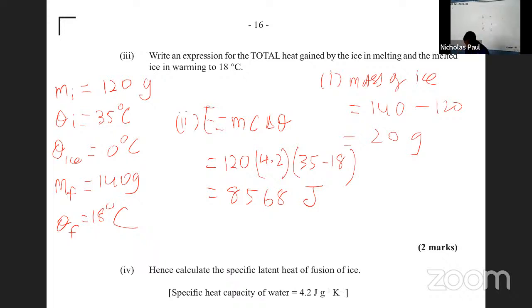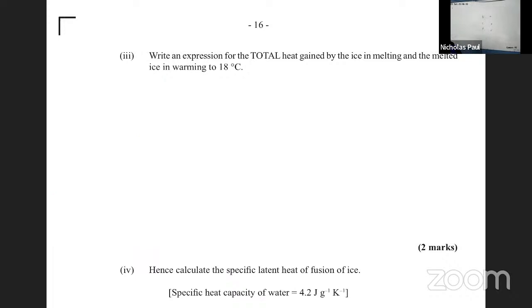Right, next, they want an expression for the total heat energy gained by the ice, so that's M L_F, that's the melt, and then to warm to 18, that's a temperature change, so that's MC delta theta. Are you okay with that? Who's supplying the energy? The water, right? So we can move on to part 4. What's the value again? 8,568.